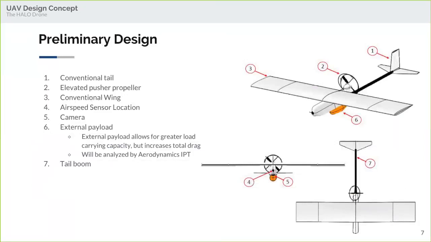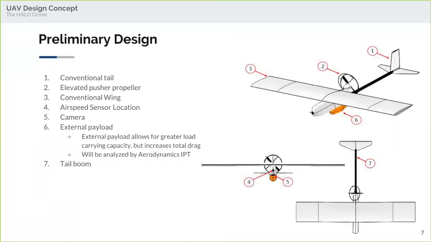This is what our preliminary design is currently at. We have a conventional tail, an elevated pusher propeller, and a conventional wing, which may be tapered as we move forward in our analysis to reduce the structural weight of the wings. However, currently it's essentially constant chord. We'll have an airspeed sensor locator at the front, a camera on the belly, and an external payload.